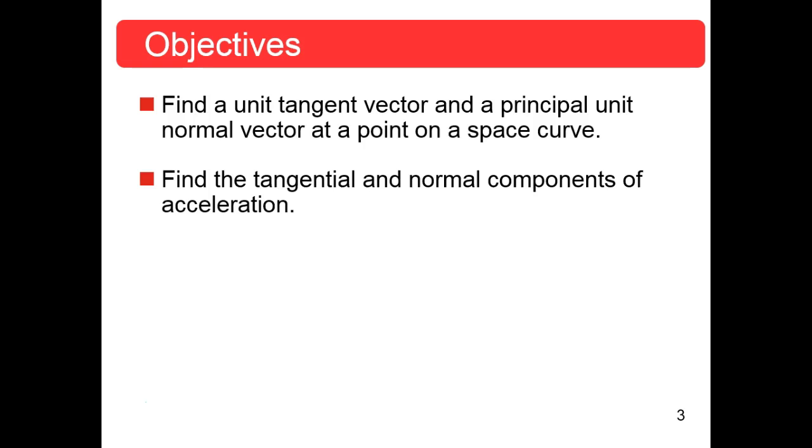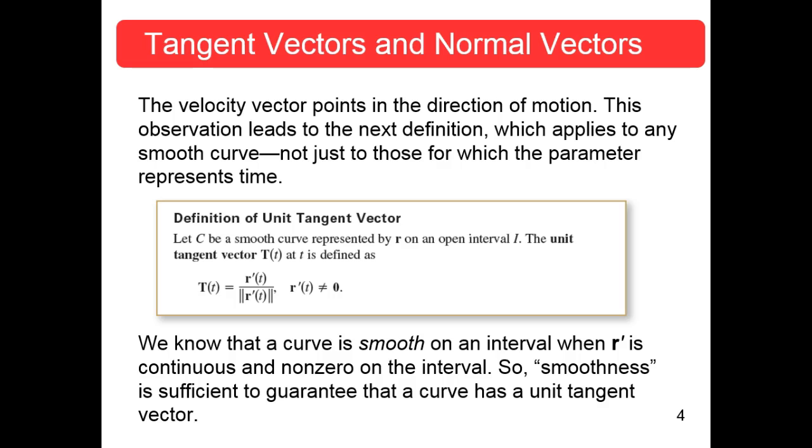It says find the unit vector. The objectives here are to find the unit tangent vector and a principal unit normal vector at a point on a space curve. Okay? Couple of sort of new terms here. I think we talked a little bit about a tangent vector. I don't know if we got it down to a unit tangent vector. But the principal unit normal vector, I think, is sort of a new concept here, but not completely, as I think you'll find out. And then we'll find the tangential and normal components of acceleration once we have that.